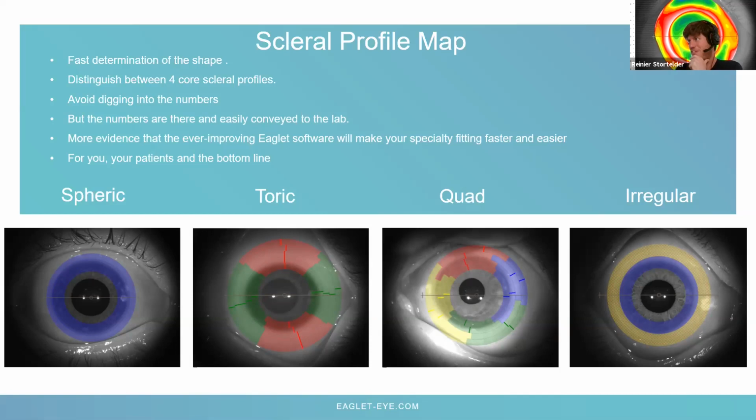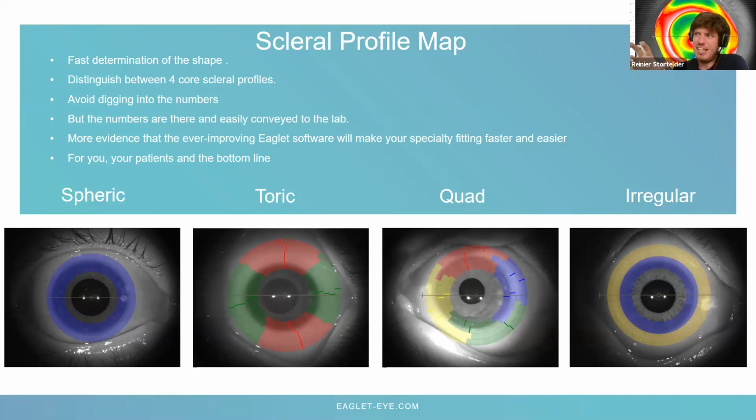Can I go about the Scleral Profile Map? So this map we introduced last year at GSLS, so last January. It's a simple system giving you a quick feeling for the shape of the limbus and the shape of the sclera. It's just trimming it down to four options: more or less spheric in shape, toric, quad specific, or more than that, so more irregular.